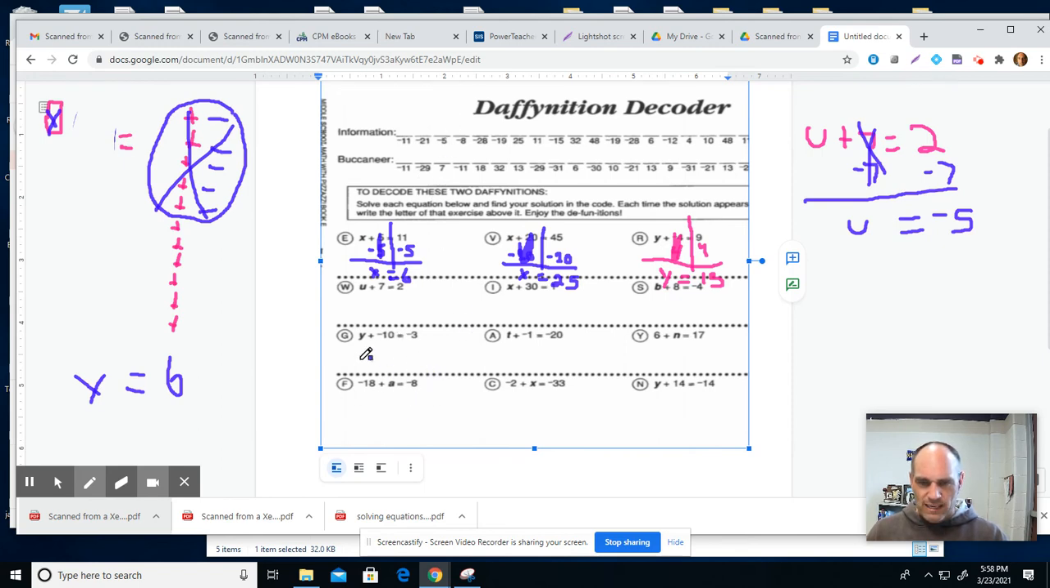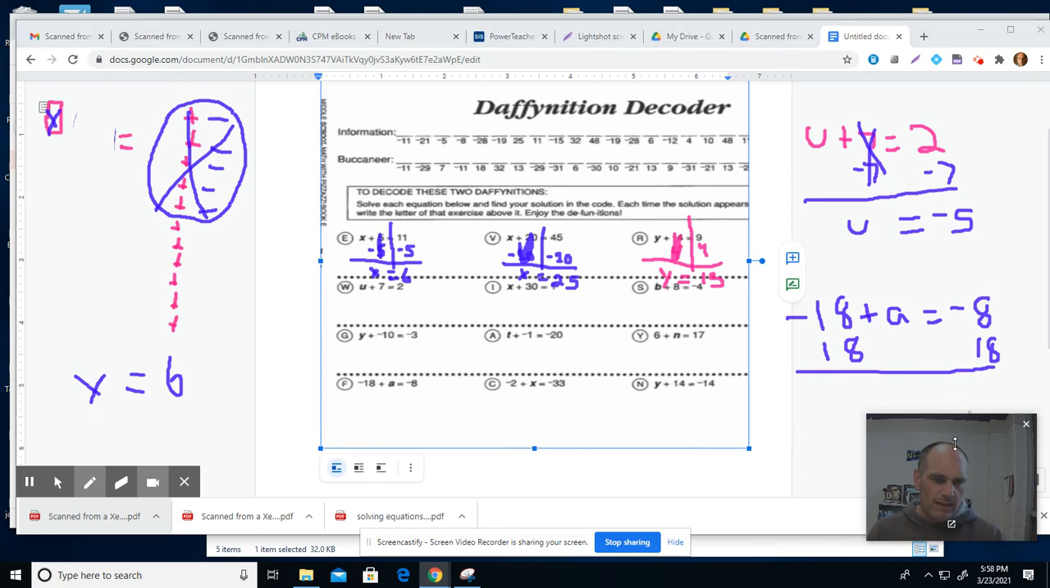So let's say I'm doing this one down here. So I'm going to write down my problem. -18 plus a equals -8. All right. So the equal sign cuts my problem into two sides, a left side and a right side. I want to get this a all by itself. So I have to add the opposite. So the opposite of a -18 is a +18. If I add a +18 on this side, I have to do the exact same thing over here.